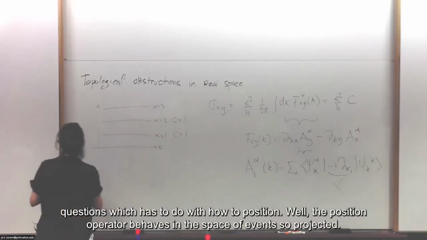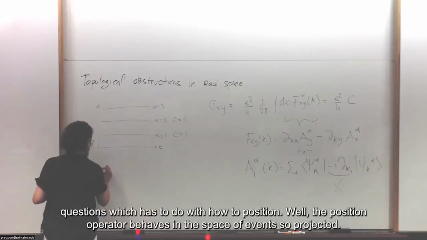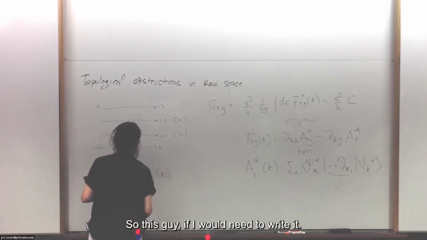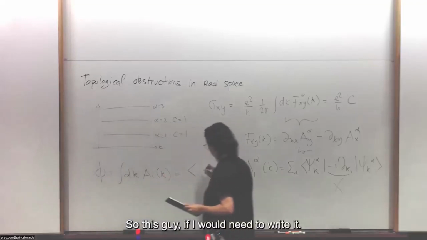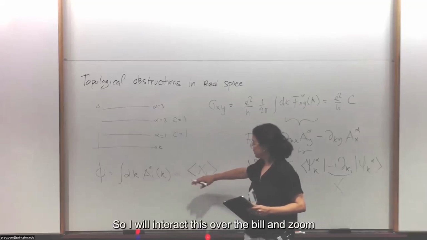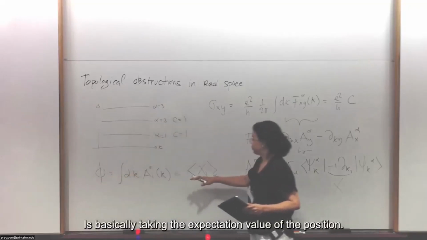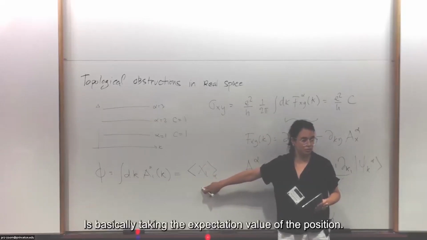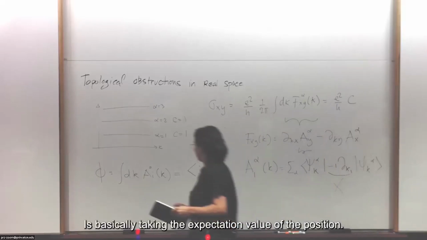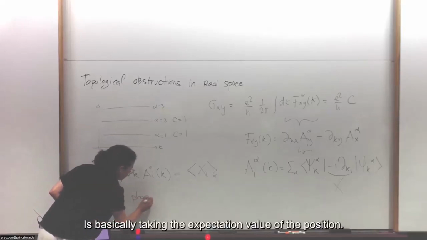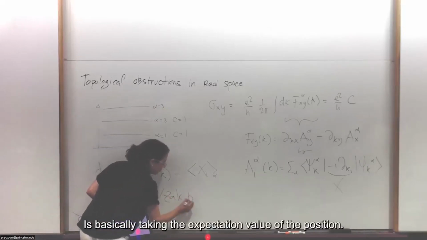So this guy, if I would integrate this over the Brillouin zone, which is basically taking the expectation value of the position operator in a given band. It's basically a phase that tells you where the states are. It's about where the states are within the unit cell itself. So this is called the Berry phase, or also the Zak phase.